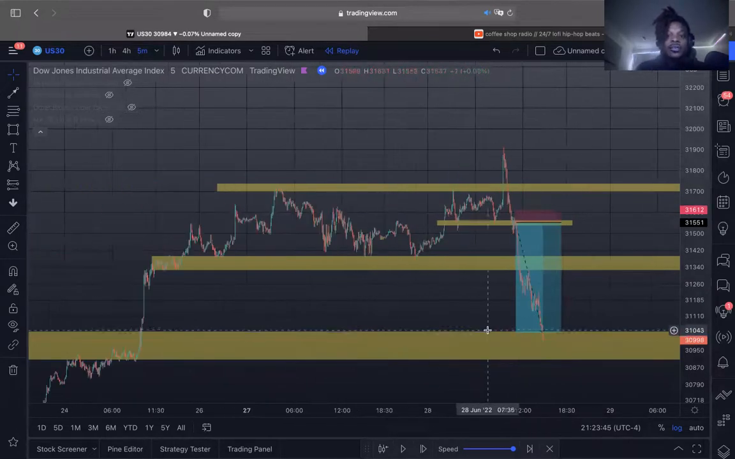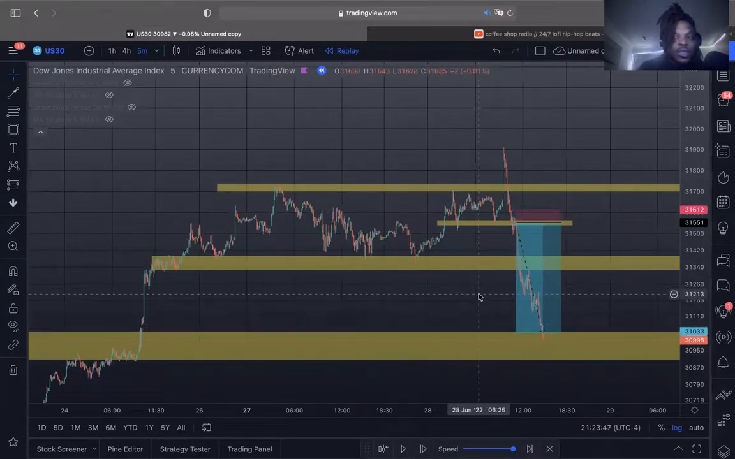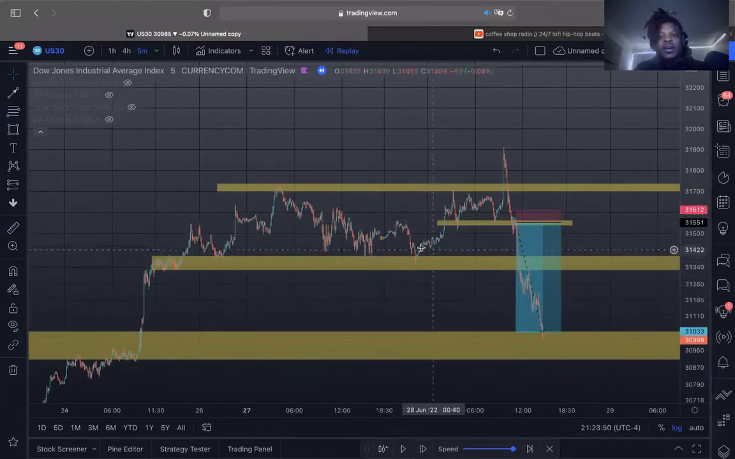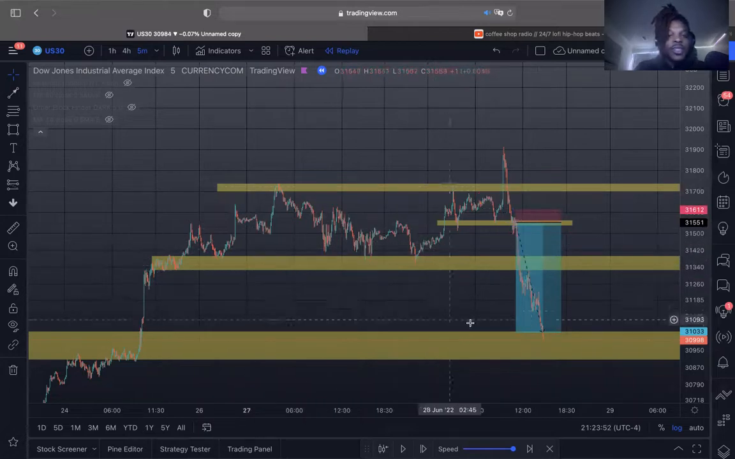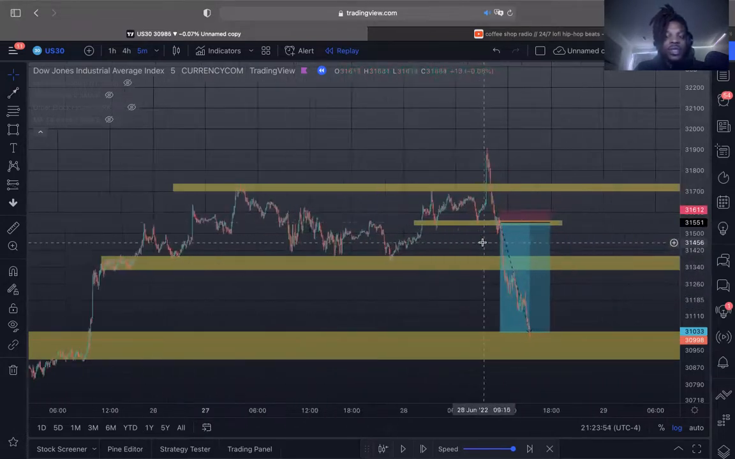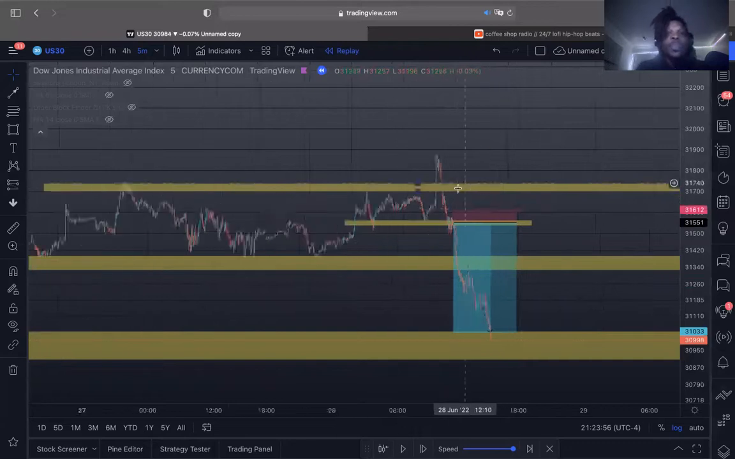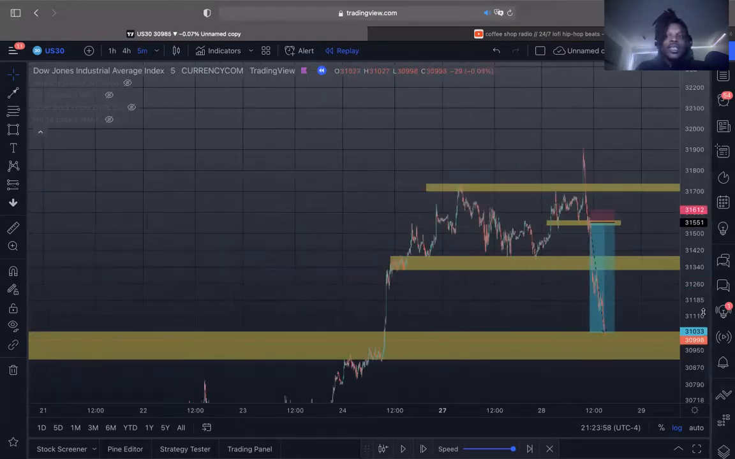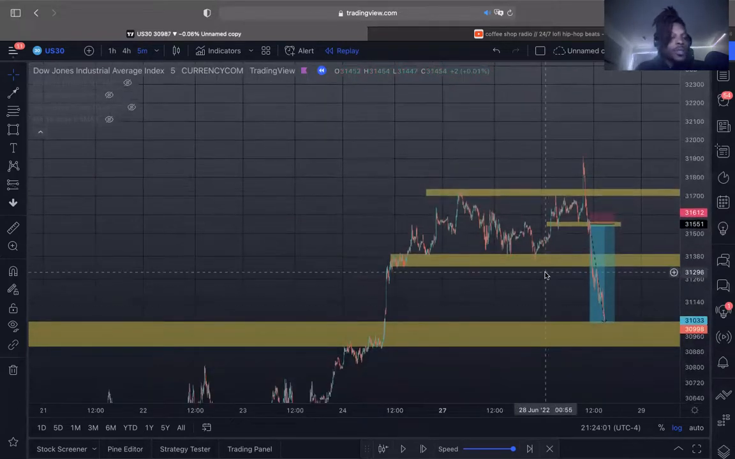So this was my TP area. Now, why was this my TP area? The reason is because this is zone to zone. So we trade zone to zone. That's how I do it. So I just want to show you clearly, guys. All you have to do is wait for a simple break and retest.